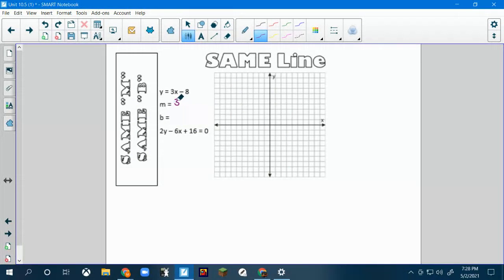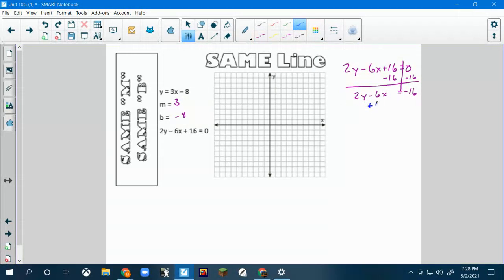Well, let's take up the last one here, our same line. Our slope on this one, 3x minus 8, is 3, and our b is negative 8. Well, we got some solving to do. 2y minus 6x plus 16 equals 0. First thing we want to do, let's get rid of this 16. 2y minus 6x equals negative 16.